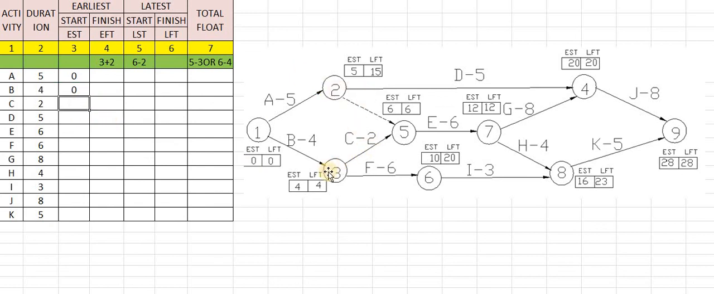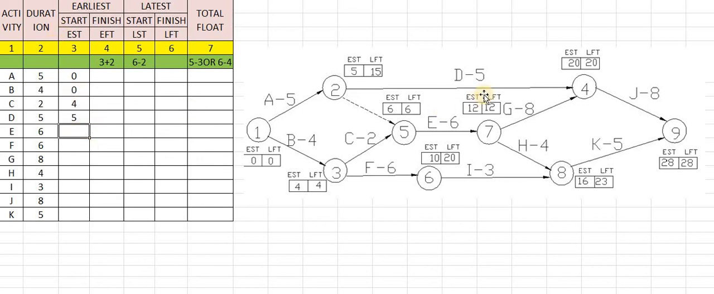What is C? Here it is, activity C. C is connected with two nodes, 3 to 5. That means the initial node is 3. So what is the EST of node number 3? Node number 3 EST is 4. So we have to take this value as 4. Next, activity D. This is activity D. It is connected with two nodes, 2 to 4. So 2 is the initial node. What is the EST of node number 2? That is 5. So we have to take the value as 5.